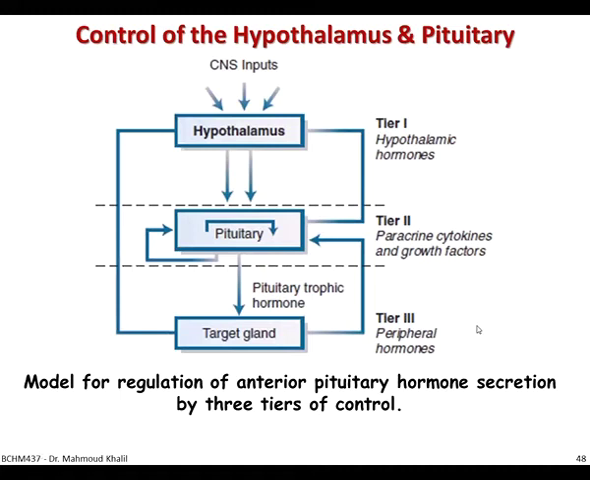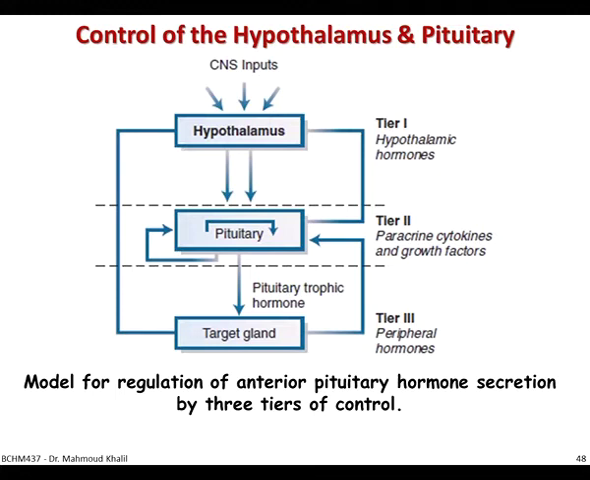Again, you can see there are three levels now. The central nervous system input will affect the hypothalamus, that in turn will affect the pituitary gland, that will in turn affect the target gland. There are three tiers of control through this process. You have tier 1, the hypothalamic hormones that are released by the hypothalamus. It will affect tier 2 in the pituitary region through the secretion of paracrine, cytokine, and growth factor. And you have tier 3, which is the peripheral hormone that will do each function.